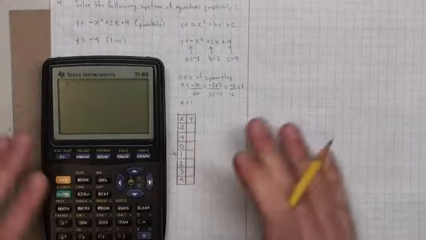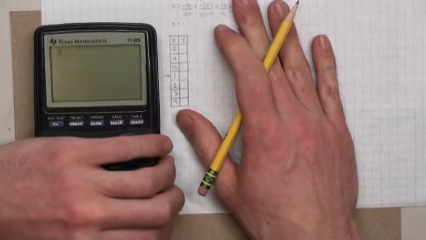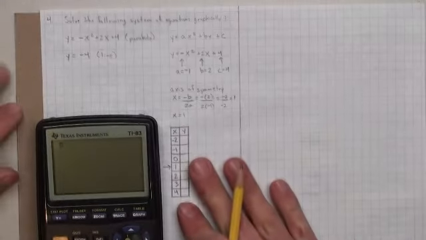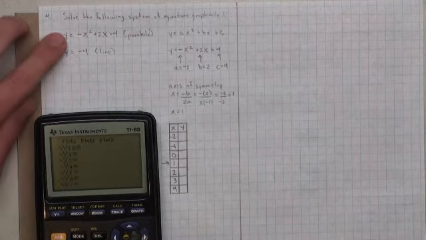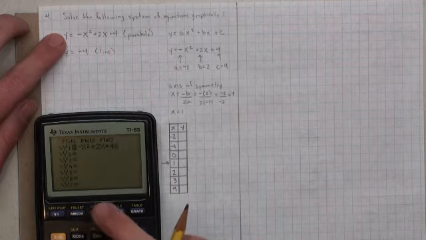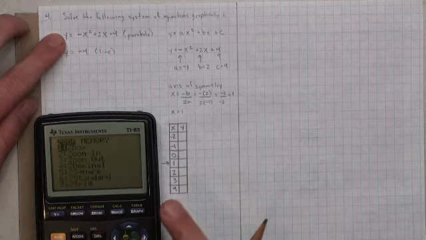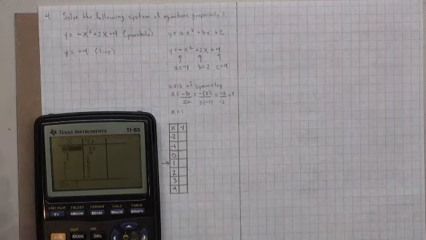Let me do it on this side so it's easy for me to write them down. Now, first of all, my equation is, let me plug that in properly, negative x squared plus 2x plus 4. See that? Now I hit zoom. Oh, I don't even need that. I just need to go to table. So I'll hit second graph to go to table.